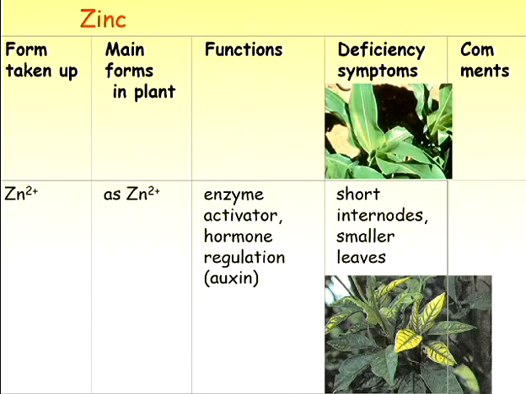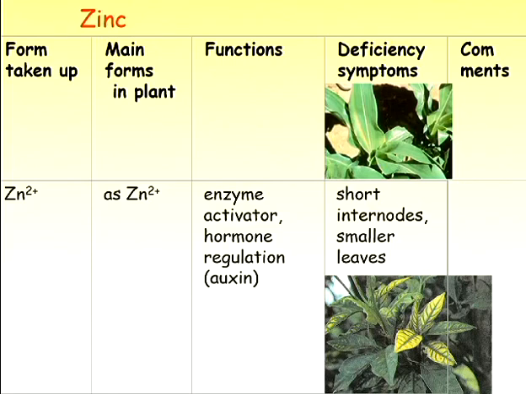Here we have another metal, zinc. It also acts as an enzyme activator, particularly, basically two main functions. One is hormone regulation, particularly the hormone auxin, which you will see later when we look at hormones. One of the functions of auxin is to allow cell expansion to happen, so growth, basically. Therefore, a symptom of zinc deficiency is very short internodes, because that's where cell elongation often happens. That's where plants grow, in between the nodes. You can also have smaller leaves, which also has to do with cell expansion.